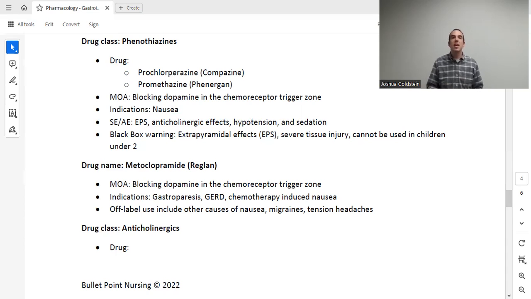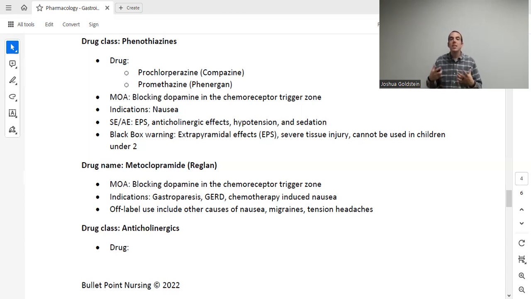Metoclopramide, I left it outside of the drug class, depending on what textbook you're using. Some consider metoclopramide, Reglan, to be a phenothiazine-like drug. Some have it in its own class, some have it differently. So I just left it on its own. The mechanism of action here, again, is the exact same as the phenothiazines because, like I said, some texts even consider this to be in the same class or very similar. The indications for this are gastroparesis, GERD, and chemotherapy-induced nausea.